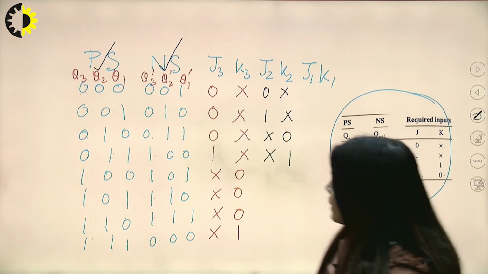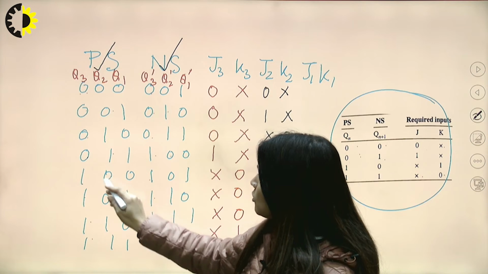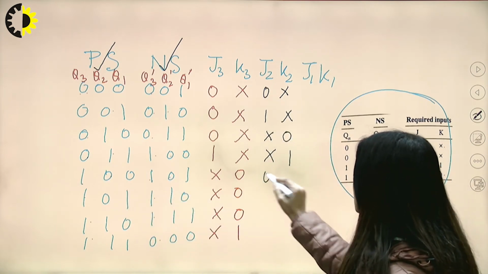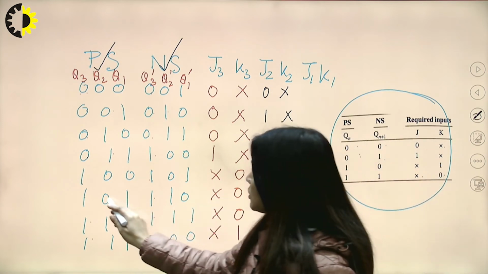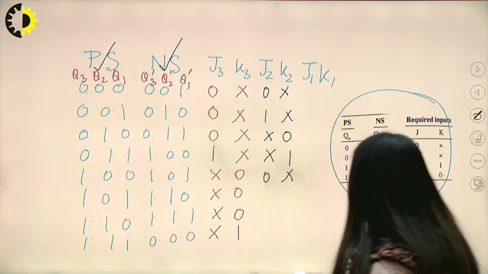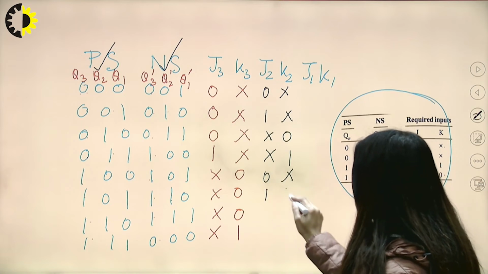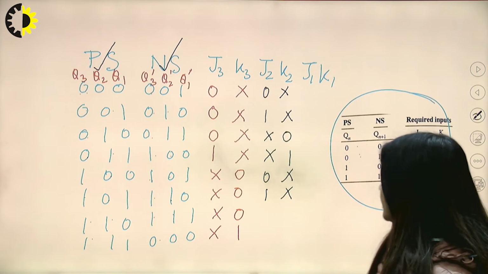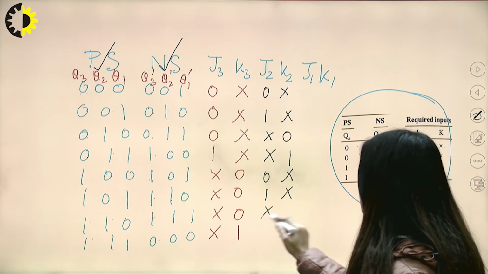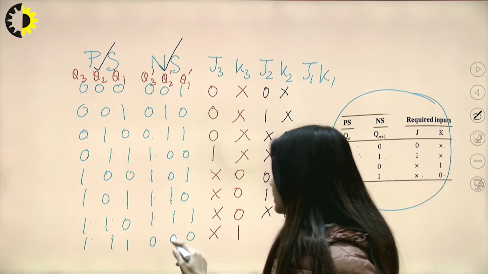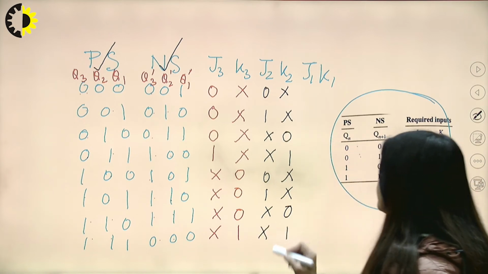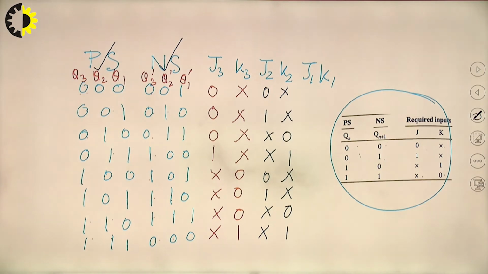Okay, again it is 0 and 0, so for 0 0 it is 0 cross. Again for 0 and 1, it is 1 cross. Again for 1 and 1, it should be cross 0. Again for 1 and 0, it should be cross 1. So we will complete the table in this way.